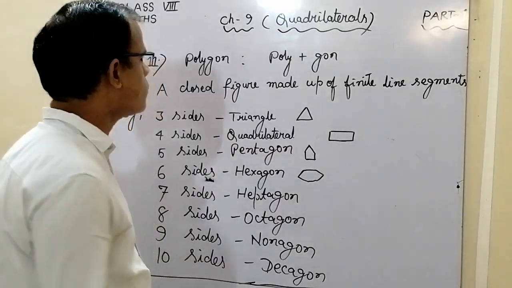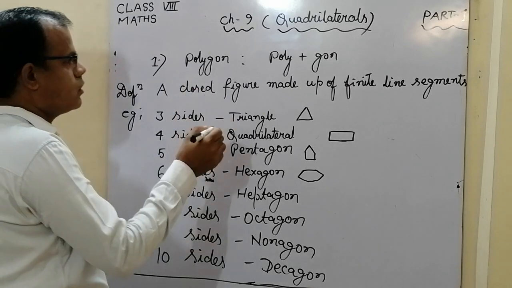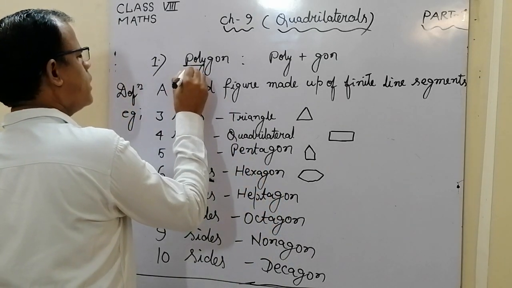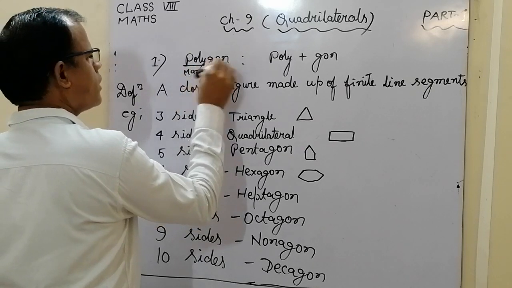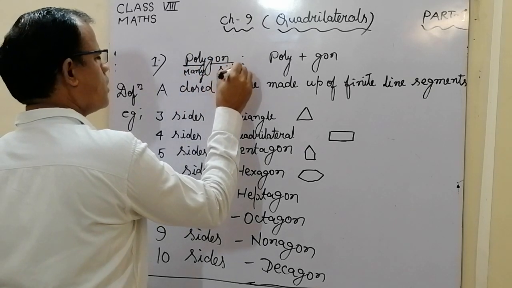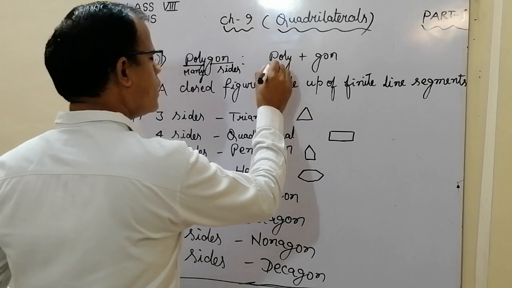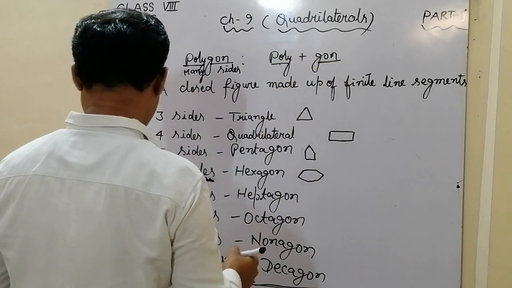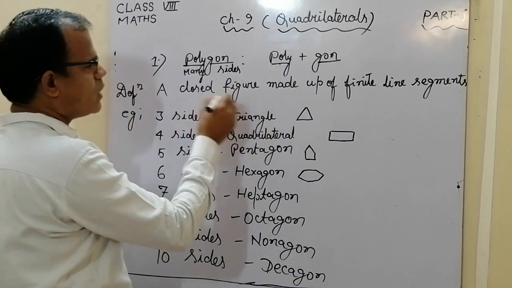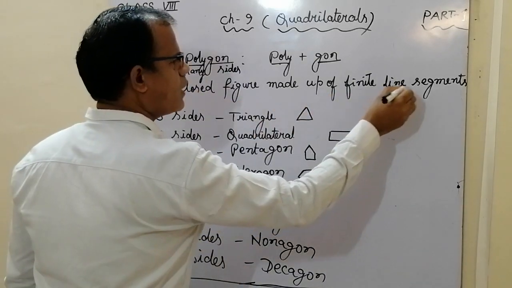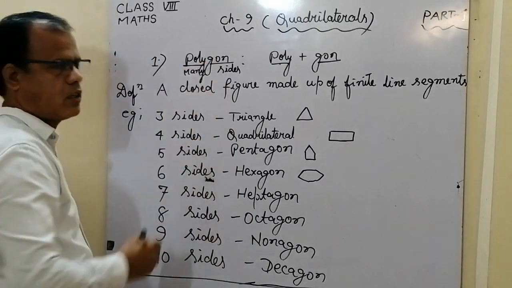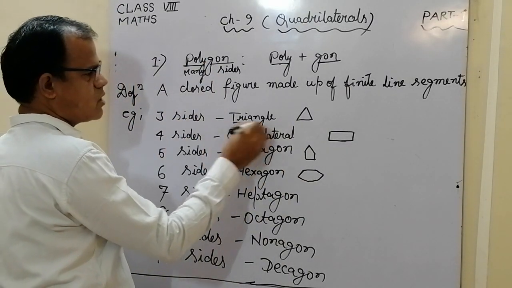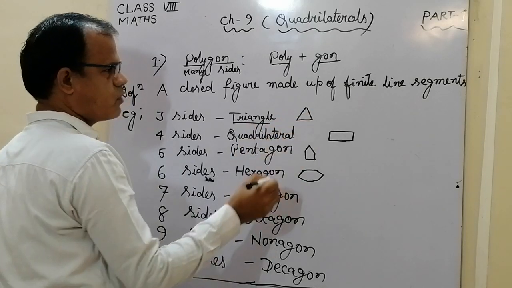Yes, student. First, we have to know polygon. Poly means many and gon means sides. So a closed figure made up of finite line segments is known as a polygon. For example, we take this triangle, a three-sided closed figure.